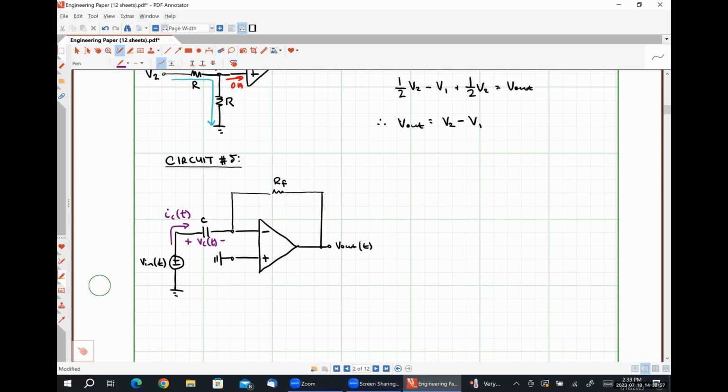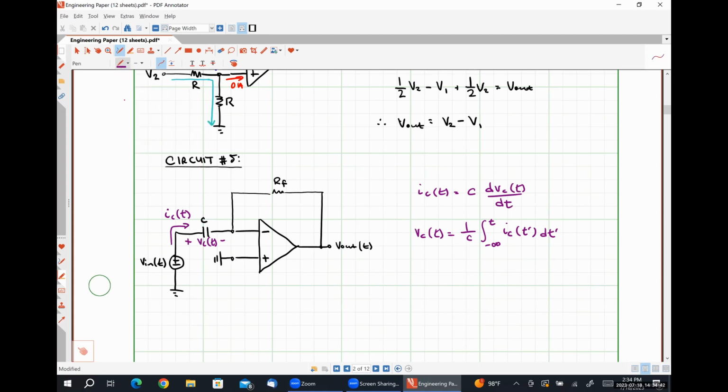And just to remind us of the relationships that we've learned previously, we should know that Ic of t is equal to C dV by dt. Or we could go the other way around and say that Vc of t is equal to 1 over C times the integral from negative infinity to t of Ic of t prime dt prime. Those are just the current voltage relationships for capacitors that we discussed in class about 2 weeks ago at this point.